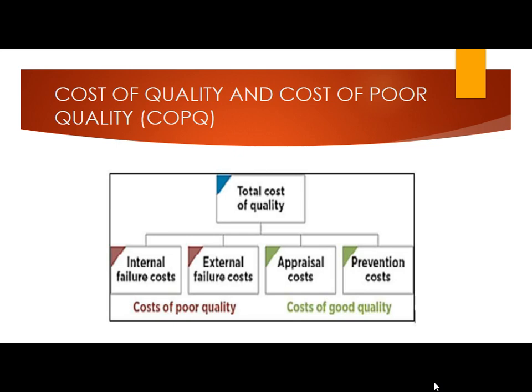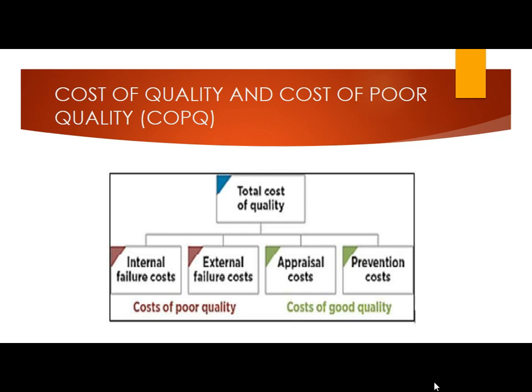Thus, we can say that cost of quality, that is COQ, is equal to cost of poor quality plus cost of good quality. So total cost of quality can be divided into internal failure cost and external failure cost. As they are marked in red, these are cost of poor quality and cost of good quality, that is appraisal cost and prevention cost. So there are three categories: appraisal cost, internal failure cost, external failure cost.